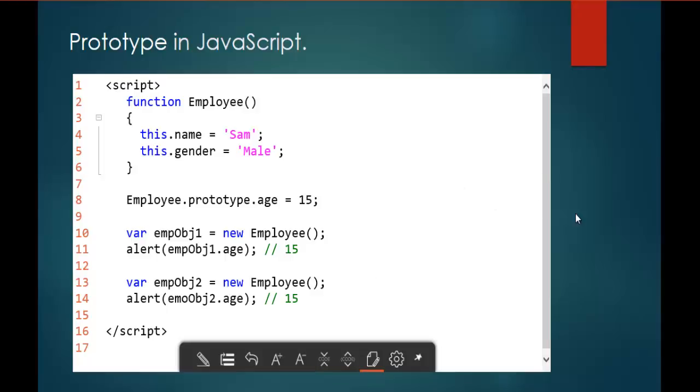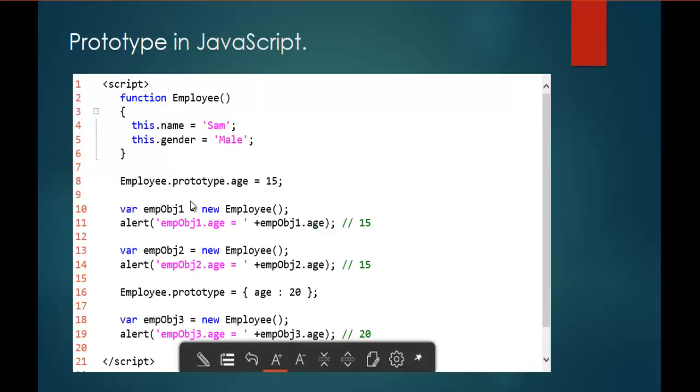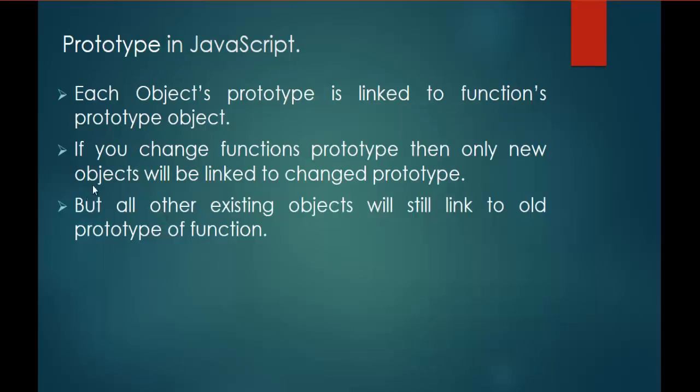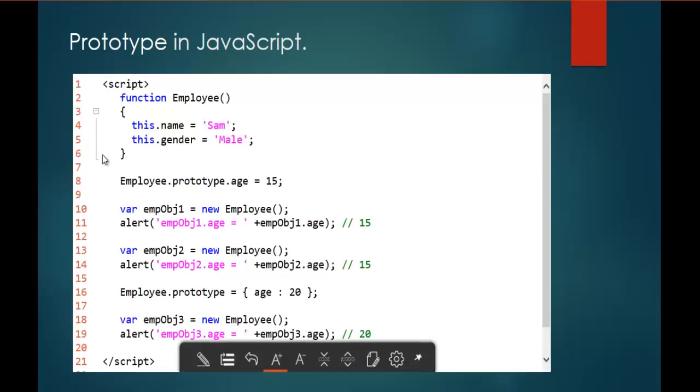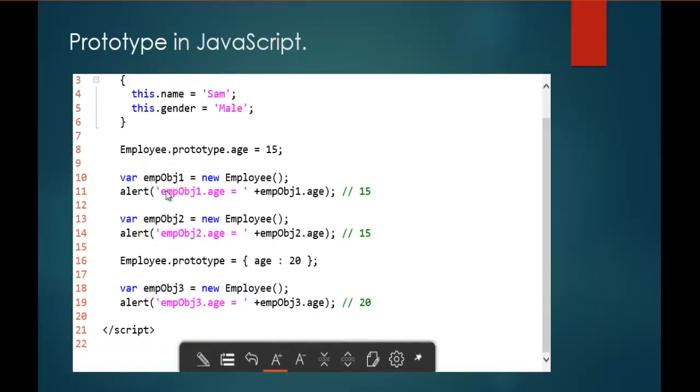It's very simple. What I need to do is change the function's prototype. Then only the new objects will be linked to the changed prototype of the function. So how to achieve that? Here you have a function employee, and to the function employee you are adding a new property age and the value is 15, and you are creating two objects. You can observe very clearly, employee object 1 and employee object 2, and we are printing the age value, that is 15. We'll get 15 for emp obj1 and emp obj2.